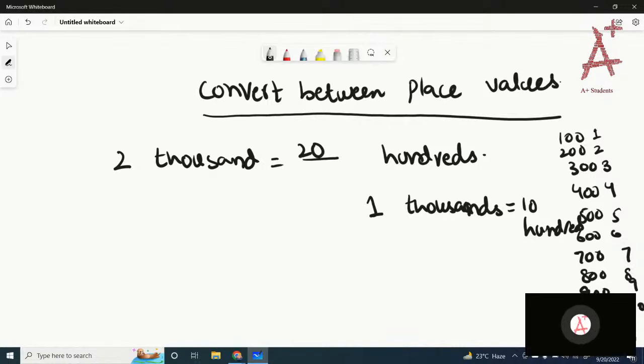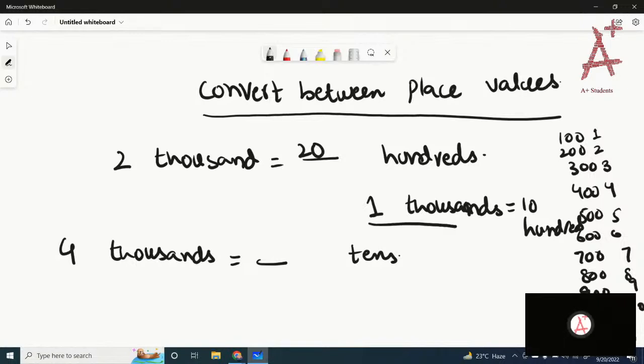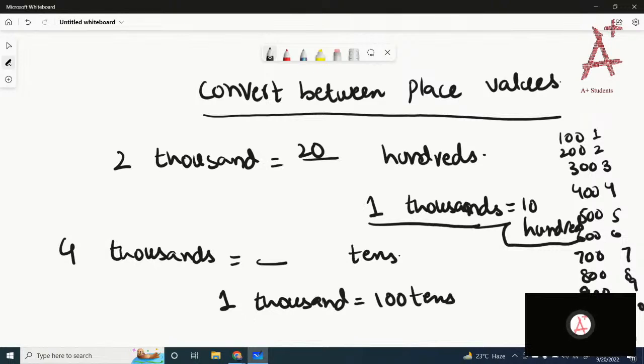The next one is 4000s equals how many tens? So in 1000, you have 100 tens. You have to keep these important points in your mind. In 1000 you have 100 tens. So when you have 4000s, that means you have 400 tens. Got it?